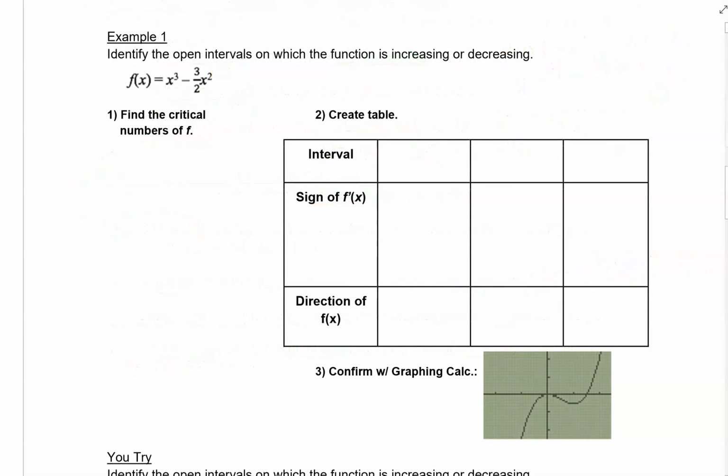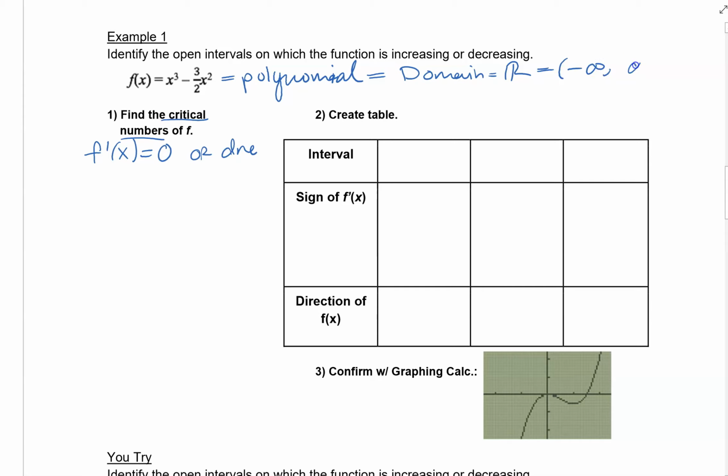So let's go ahead and try that with example 1. I'm going to start by finding the critical numbers of f. Those are values where f prime is either 0 or undefined. Of course, this function is a polynomial, so it's defined everywhere, and its domain is all real numbers. There's no value of x that makes it undefined. So this is going to go all the way from negative infinity to infinity. But let's go ahead and find the derivative and find where it's equal to 0.